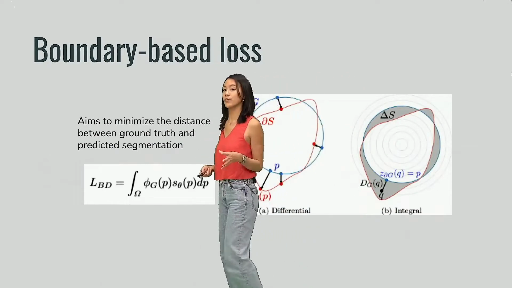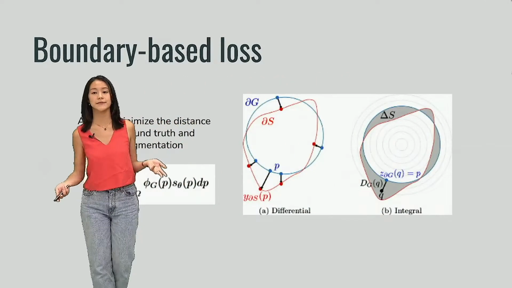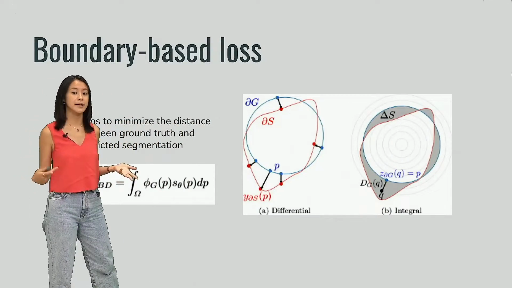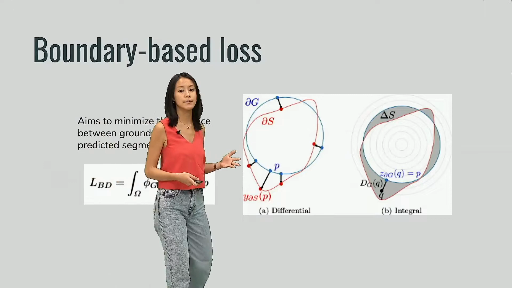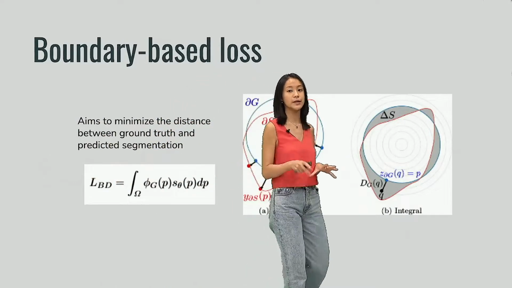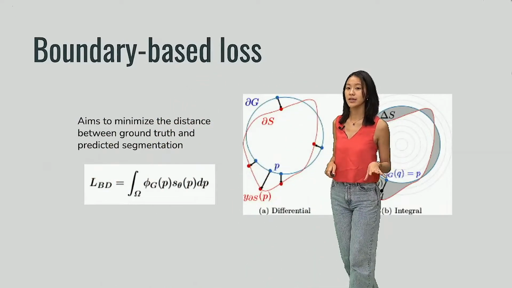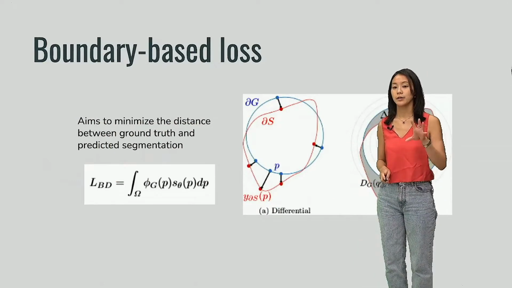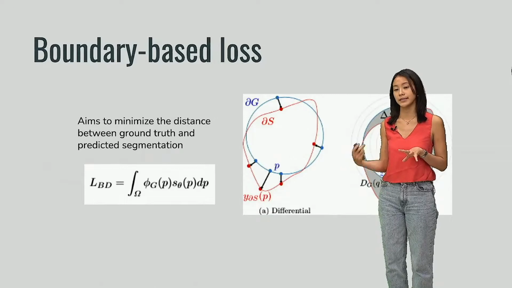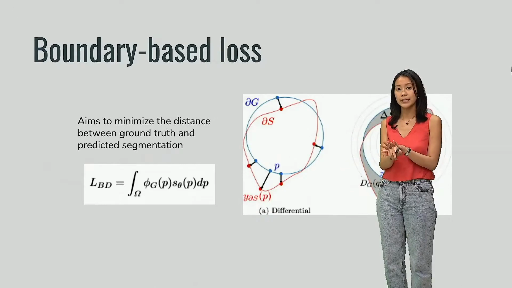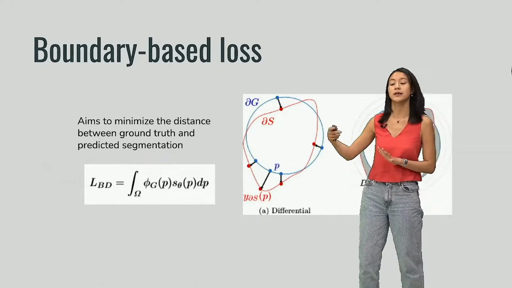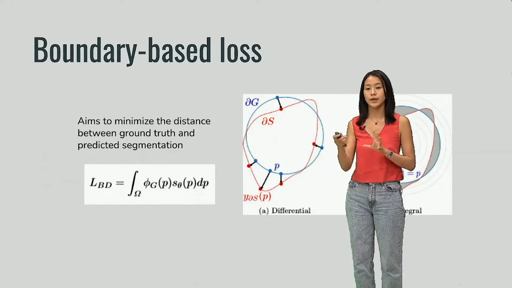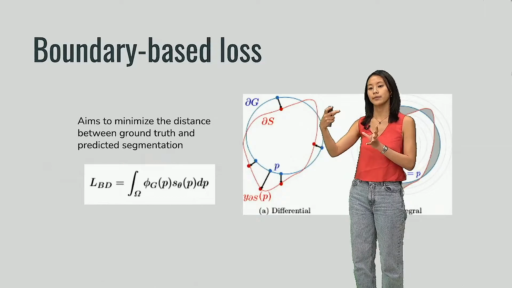Another method that we use is boundary-based losses, for class imbalance issues as well. What this aims to do is minimize the distance between the actual ground truth and the predicted segmentation. If we tie this back into dice loss, where you're looking at the mask of your ground truth as well as your predicted segmentation and their overlap, the boundary-based loss takes that to another level by looking not only at the distance, but also at how you're able to minimize that distance.